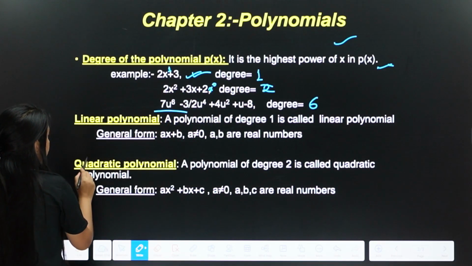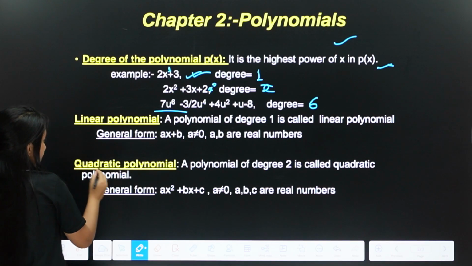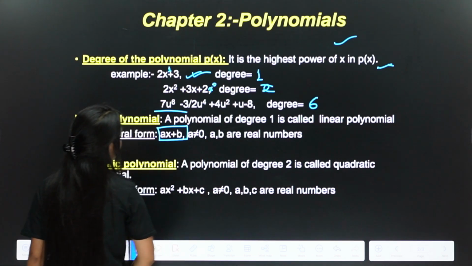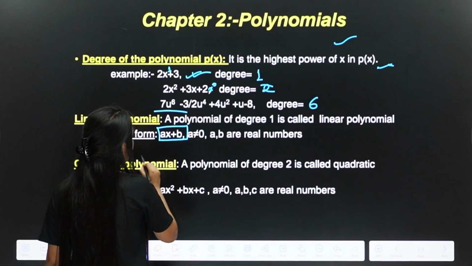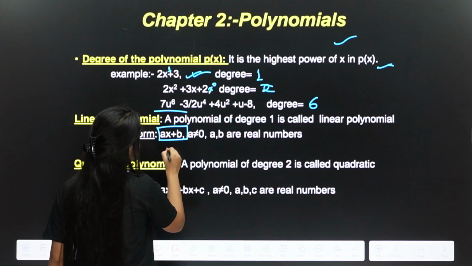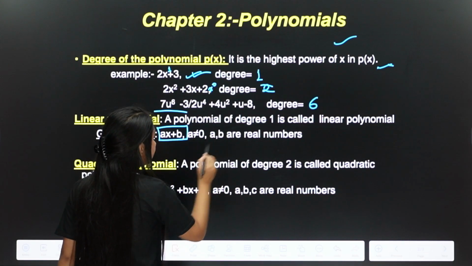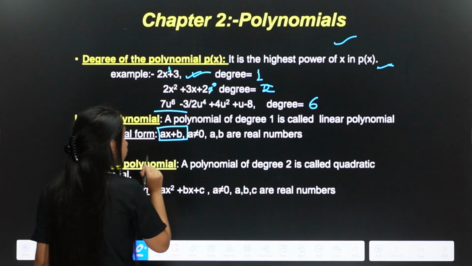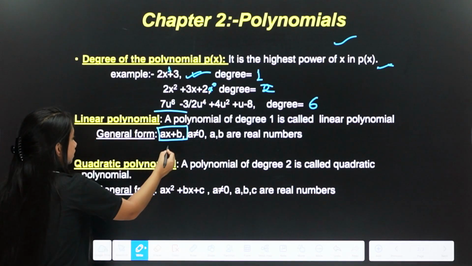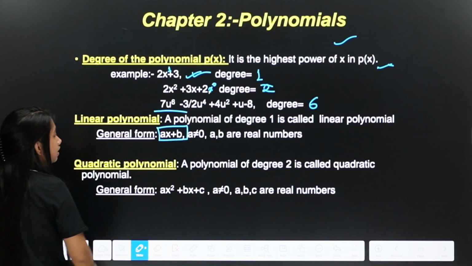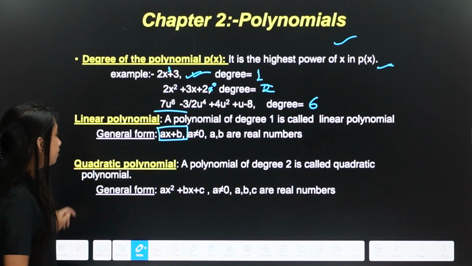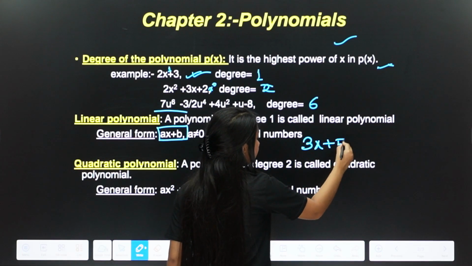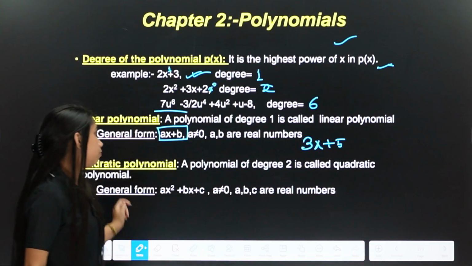The general form of a linear polynomial is ax plus b, where a is not equal to 0. Because if a is 0, then it will be 0 plus b, that is a constant, a real number, which is not a linear polynomial. So a should not be equal to 0, and the general form is ax plus b. For example, 3x plus 5 is an example of a linear polynomial.